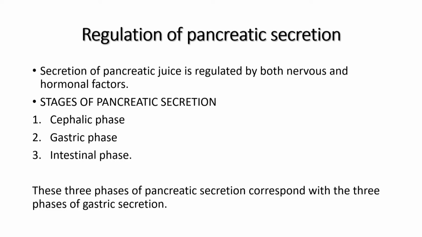Regulation of pancreatic secretion. Secretion of pancreatic juice is regulated by both nervous and hormonal factors. Stages of pancreatic secretion: cephalic phase, gastric phase, intestinal phase. These three phases of pancreatic secretion correspond with the three phases of gastric secretion.